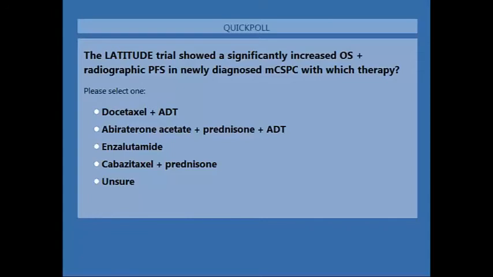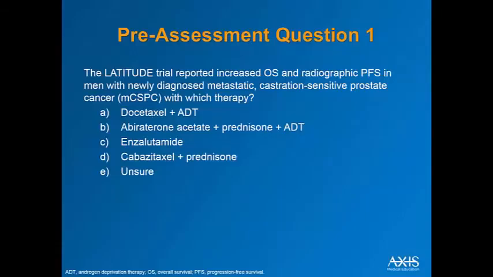First of all, I'll go off with a pre-assessment question. Very recently, there was a trial called the LATITUDE trial, and it reported increased overall survival and radiographic progression-free survival in men with newly diagnosed castration-sensitive disease that was metastatic. Which one was that? Is that docetaxel, abiraterone, enzalutamide, cabazitaxel, or unsure, A, B, C, D, E?